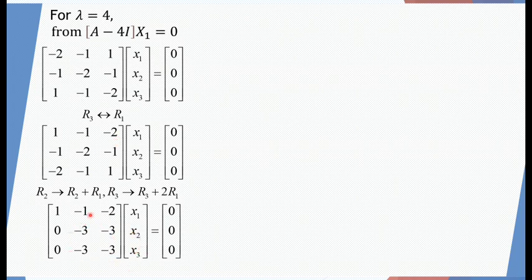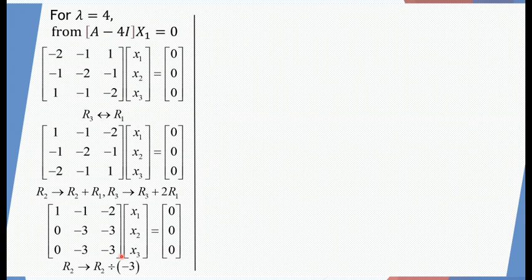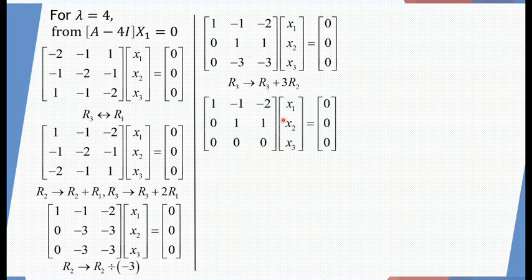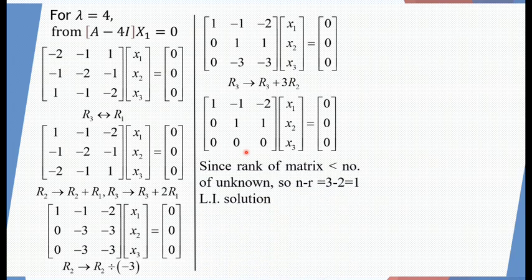Now see, R2 and R3 both are similar. So we can divide R2 by minus 3, and if you want to divide R3 you can also divide it, or if you don't want to divide, then no problem. After dividing R2 by minus 3, we get 0, 1, 1. Now we can make R3 zero with the help of R2 by applying R3 as R3 plus thrice R2. So this will be 1, minus 1, minus 2; 0, 1, 1; 0, 0, 0. The rank of the matrix is 2 and the number of unknowns is 3.